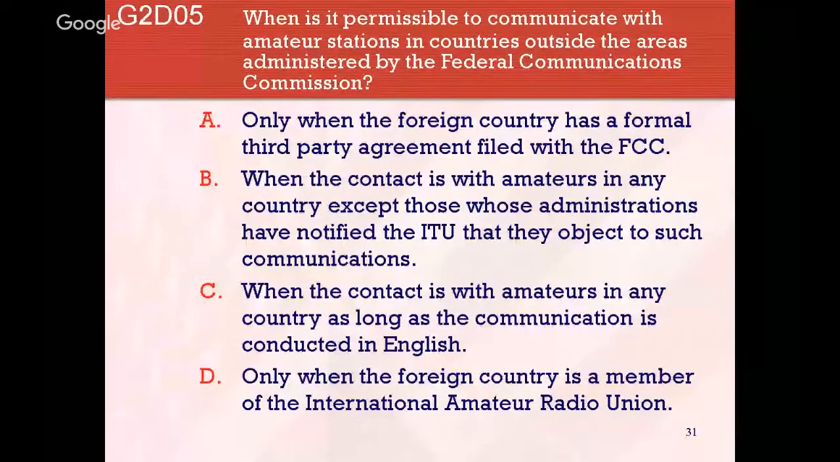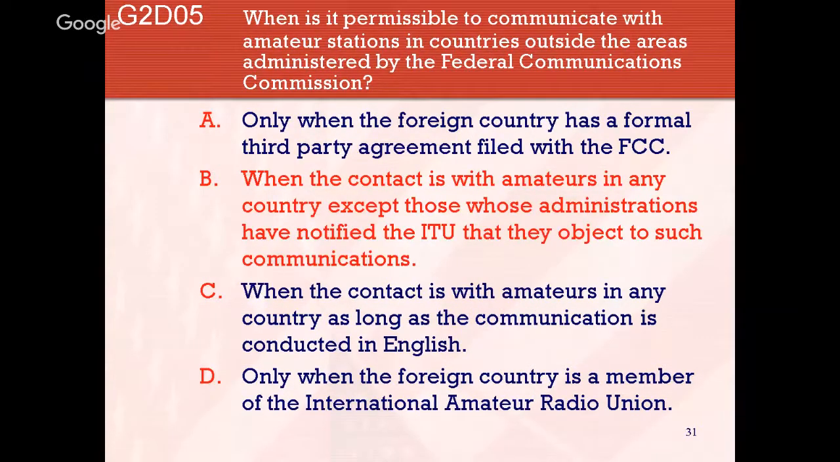When is it permissible to communicate with amateur stations in countries outside the areas administered by the FCC? Again, this is all part of the International Telecommunications Agreement. Your correct answer here is B, when the contact is with amateurs in any country except those whose administrations have notified the ITU that they object to such communications. The only two restricted countries right now are Korea and Yemen.